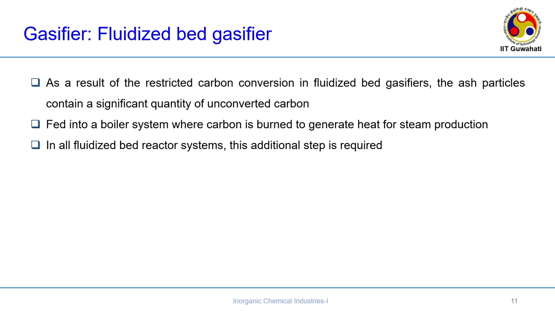So what is the take home message? As a result of the restricted carbon conversion in the fluidized bed gasifier, the ash particles contain a significant quantity of unconverted carbon. Now what do they do? I am using a fluidized bed, but still there is unconverted carbon. They burn it. That is the easiest way. You burn them off. These feeds are sent to a boiler system where carbon is burned to generate heat for steam production.